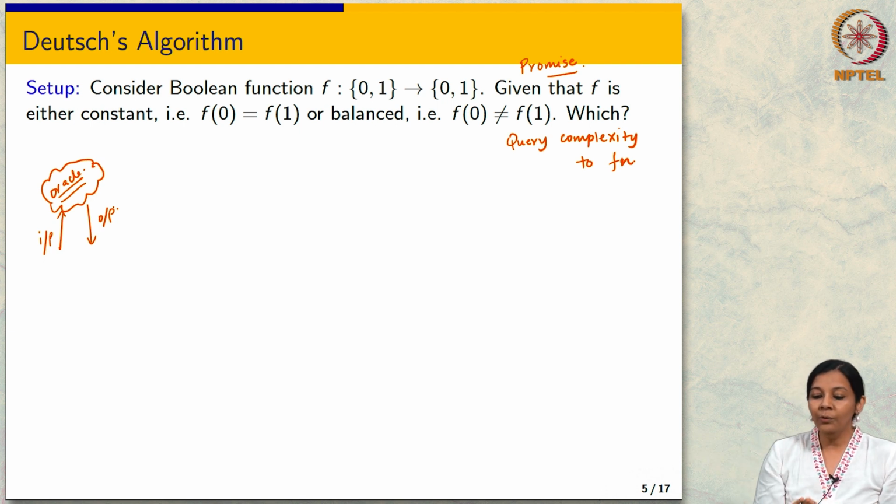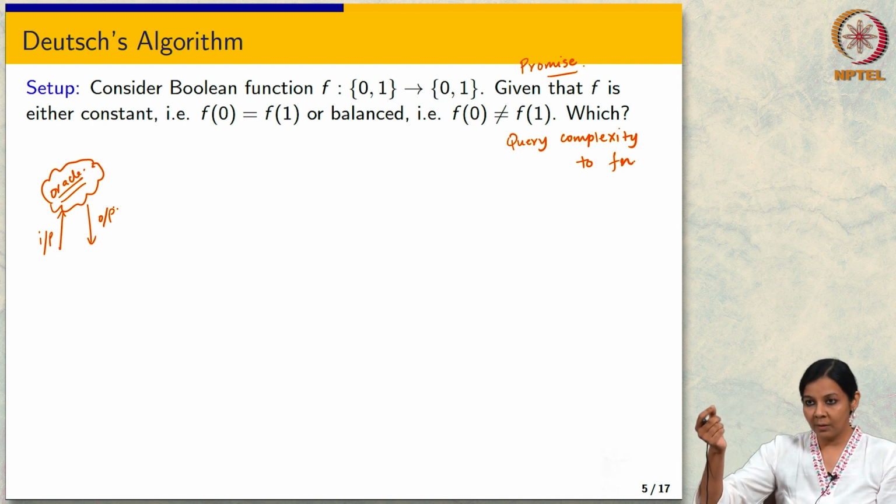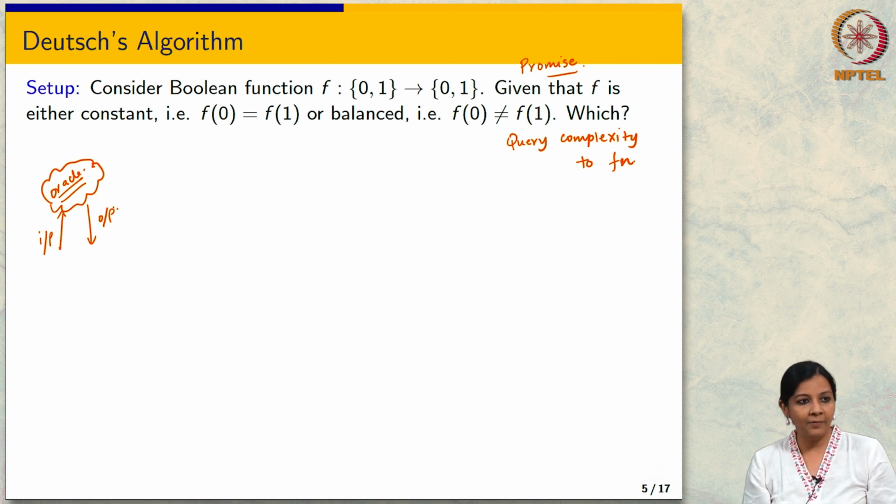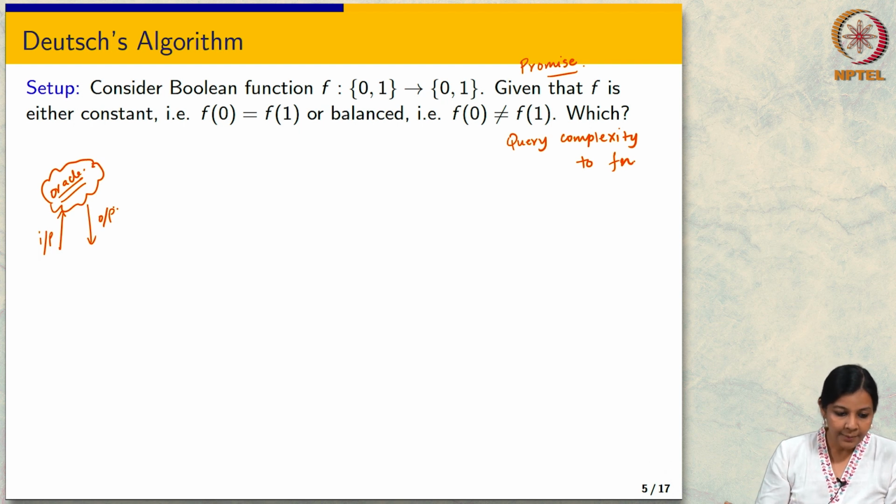So we are going to think of how many queries do we make to this oracle, and in the classical setting we need to make 2 queries, and what we will see is that in the quantum setting 1 query will suffice. Now this may not seem like a very big improvement, but we will generalize it. So let's get started. So how should we compute this? So let me show you.